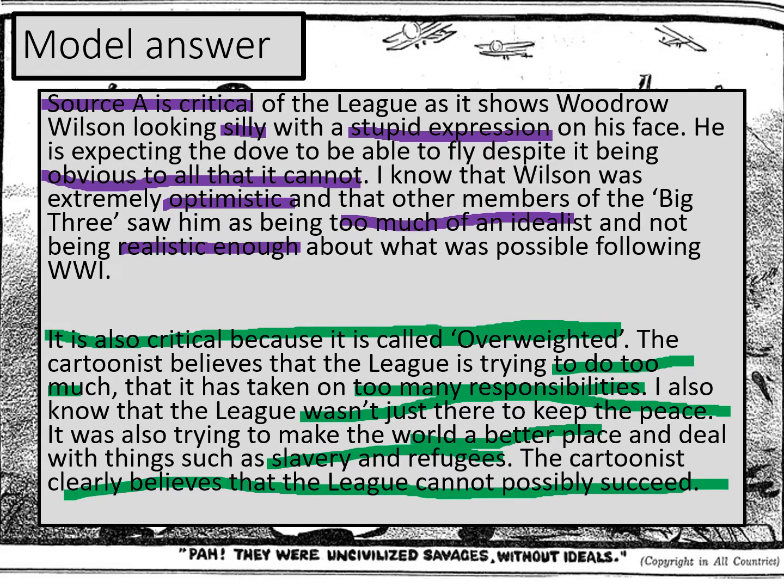That's a good 4-mark answer, because what I've done there is I've picked out 2 things the cartoonist said and I've supported that with 2 bits of knowledge. Nothing more complicated than that.